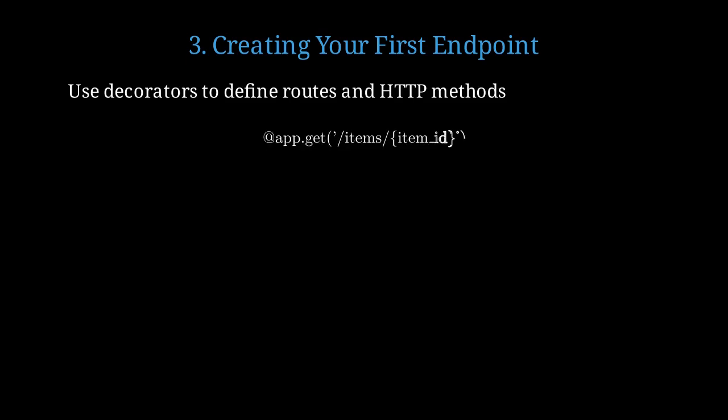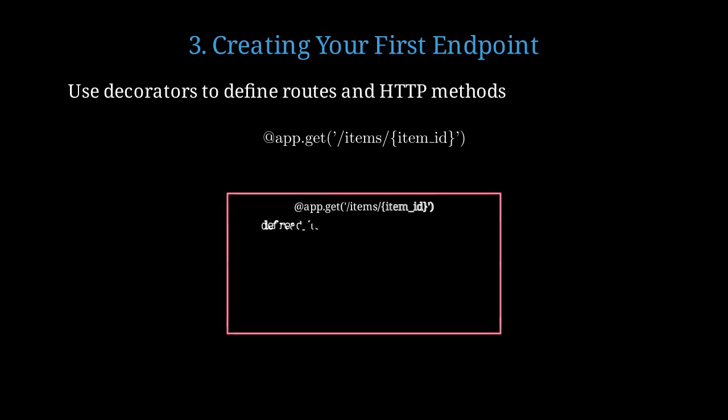The @app.get decorator defines a get endpoint with a path parameter. This endpoint accepts an item ID as a path parameter and an optional query parameter, automatically validating their types.